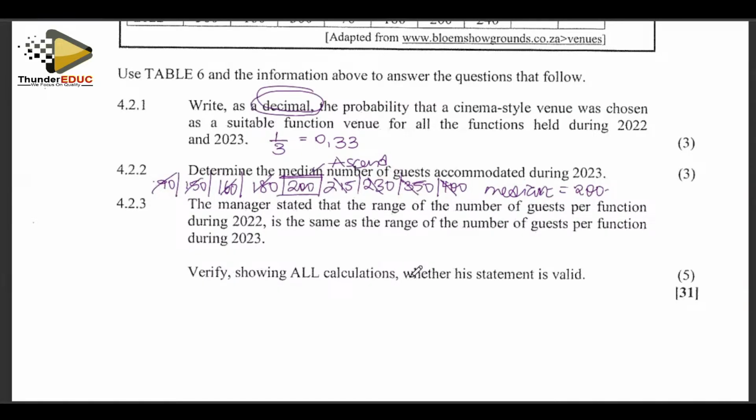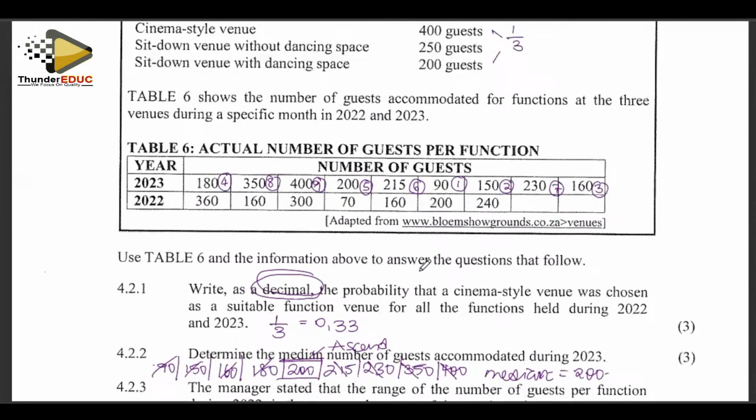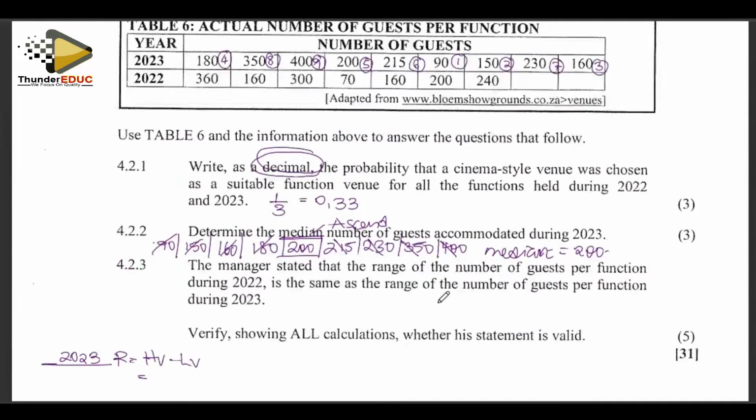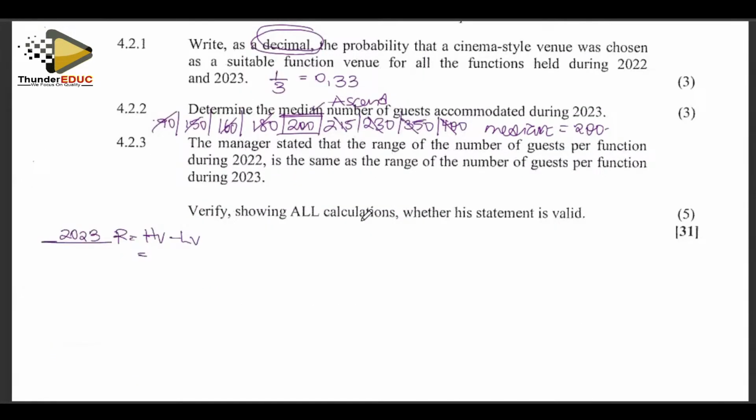The manager stated that the range of the number of guests per function during 2022 is the same as the range of guests per function during 2023. So we are dealing with the ranges. We can start with either one, so we can start with 2023. But what you have to keep in your mind is that range equals the highest value minus the lowest value. So in 2023, what was the highest value? It was 400. The lowest value was 90, which gives you 310.